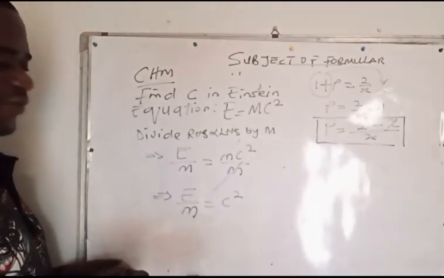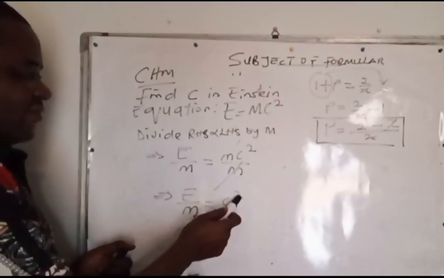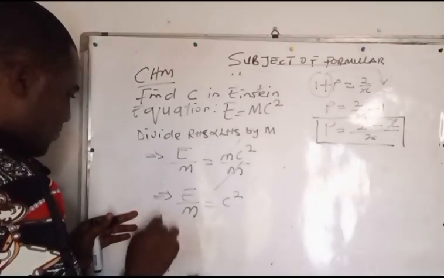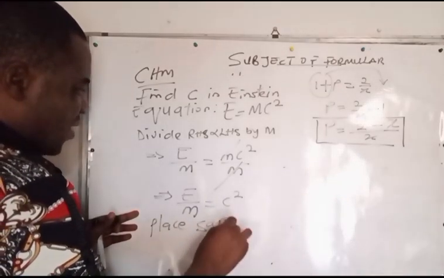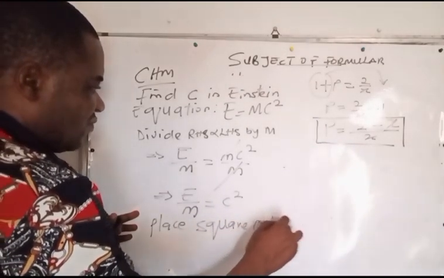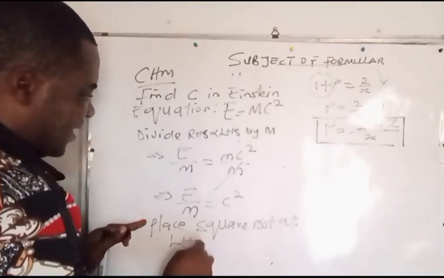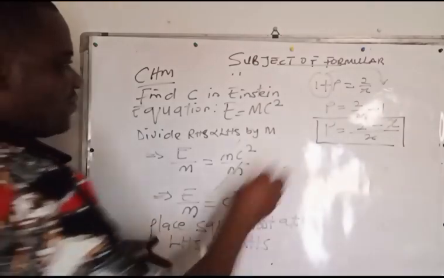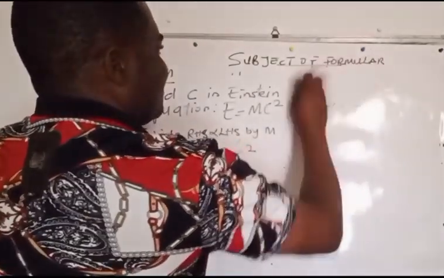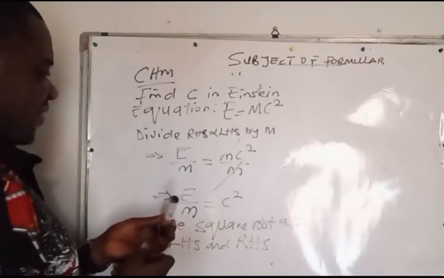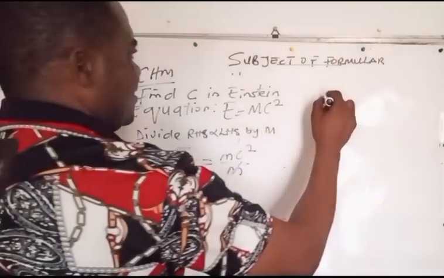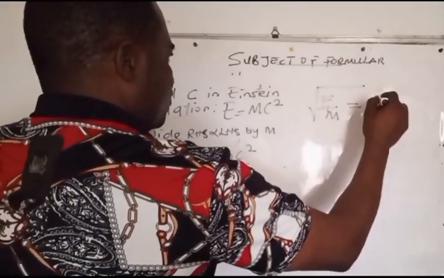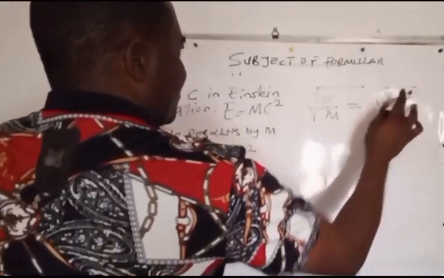The next thing that we are supposed to do here is we are looking for c. So to remove the square sign, we place square root at both sides. So we place square root at the left hand side and the right hand side. What is expected of us to get will be E all over m in the square root is equals to c in the square root.